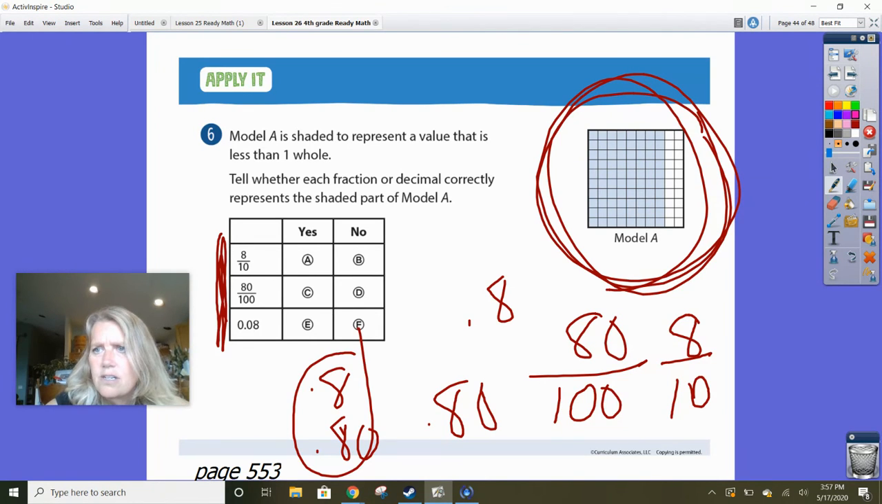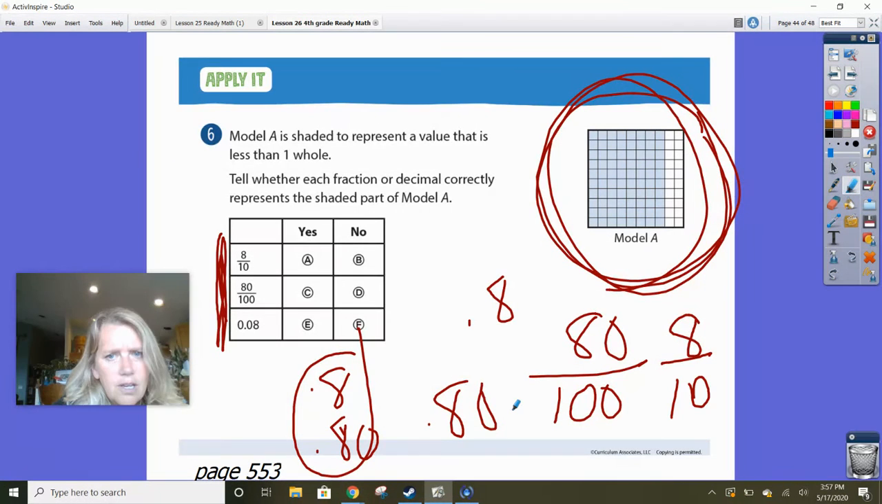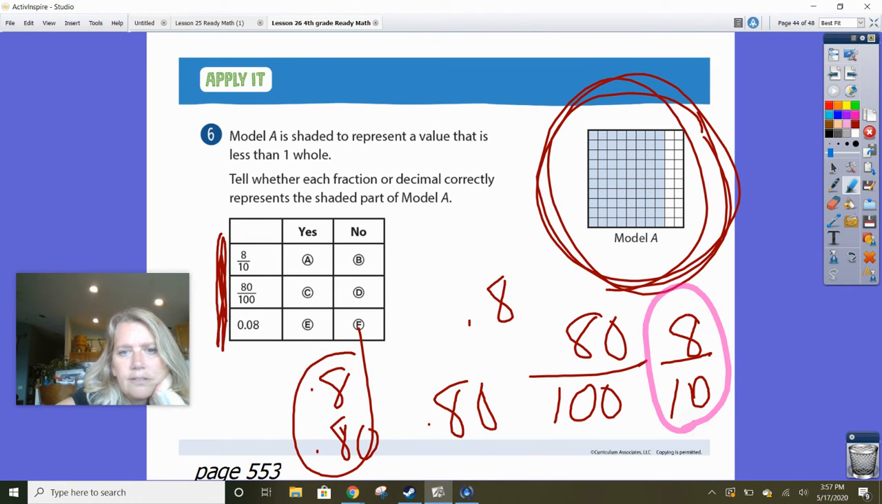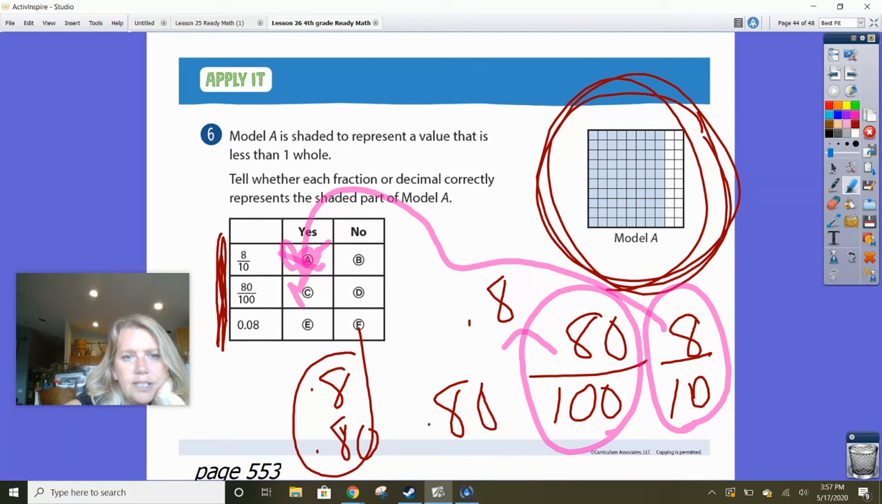Using a different color for the choices, I think. Boy, this is challenging. 8 tenths. Okay, goodbye. Extra annoying ad. All right, 8 tenths. Yeah, we already have it here. So the answer here is a big yes. Big yes, yes, yes. 81 hundredths. Yep, I already did that work too. Yes. 8.08. Do I have that? 0.8?